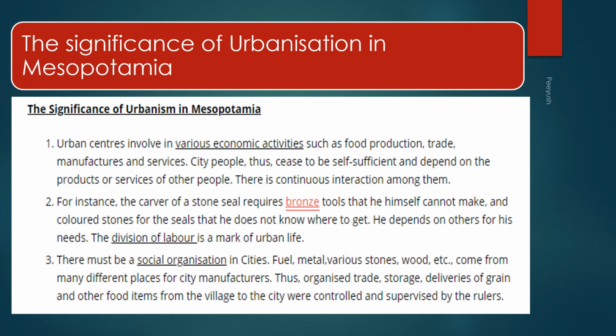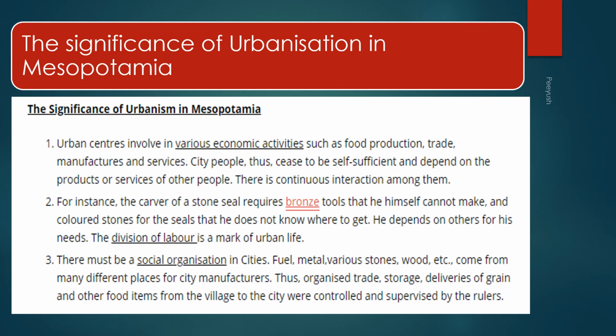They depend on the products or services of other people. So it was a continuous interaction among them. Somebody producing clothes, somebody producing food, and eventually trade and business with interaction among them existed.